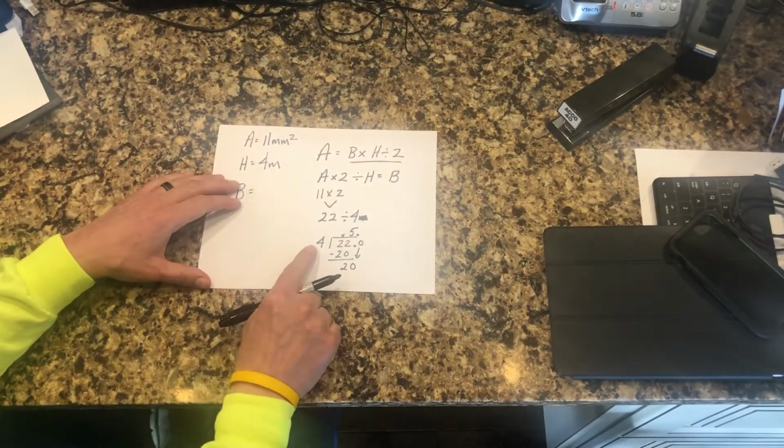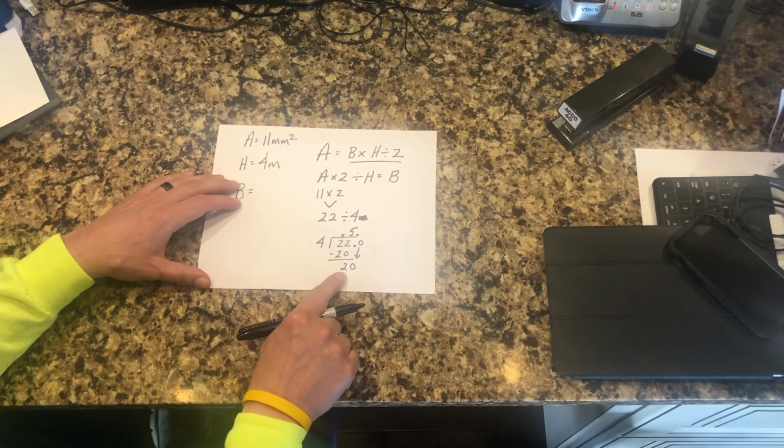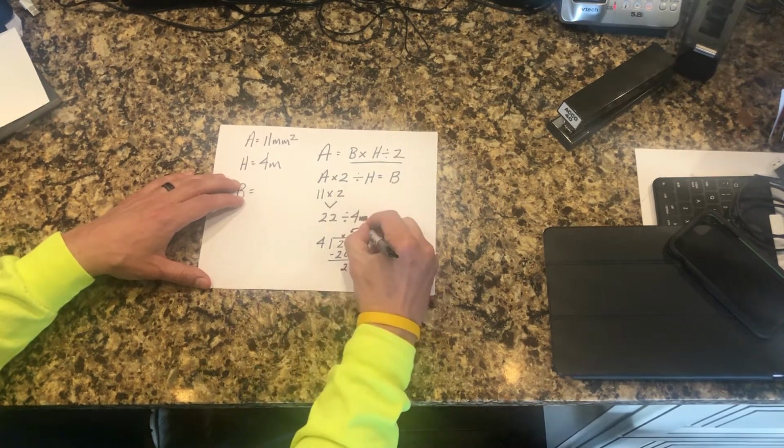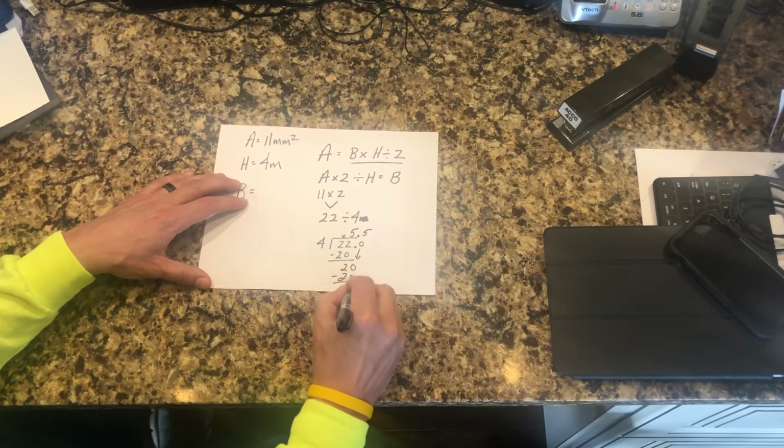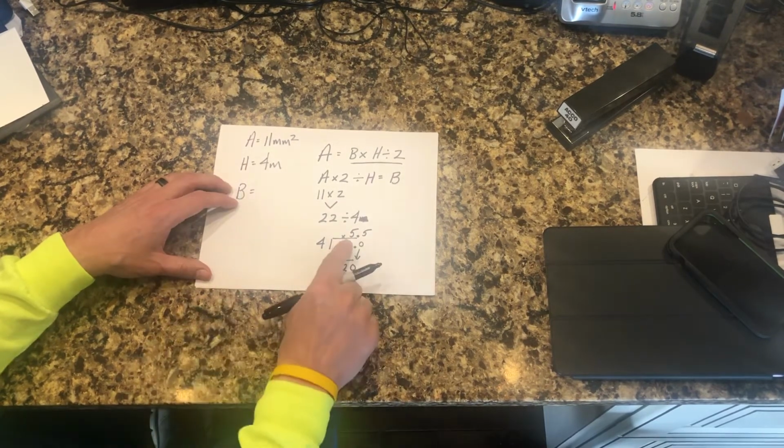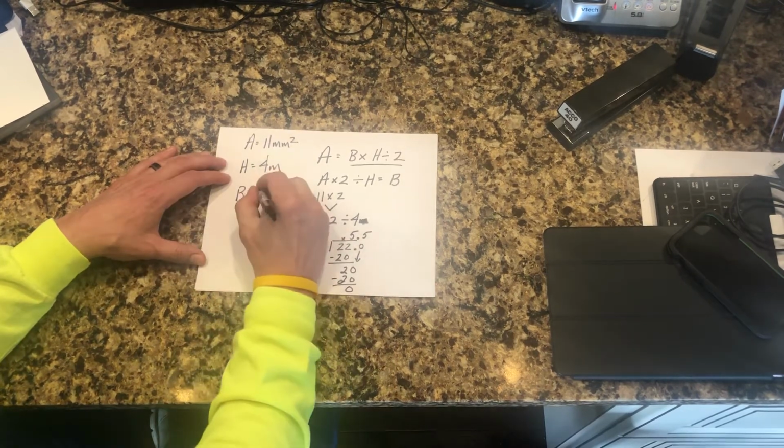So now I ask myself, how many times can 4 go into 20? And I know that answer to be 5 times. 5 times 4 is 20, and there's my stop sign of 0. So now I have 5.5 or 5 5/10, and that's going to be the measurement of my base.